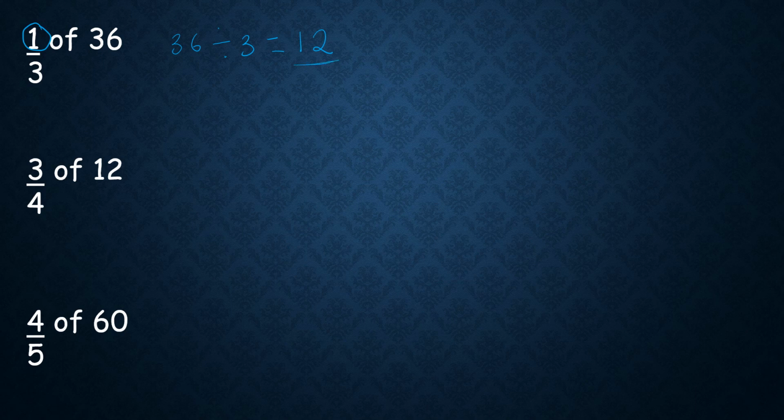On our next one, we're going to do 12 divided by 4, which will give us 3. So 1 part is 3, and I'm after 3 parts. So I'm going to times that by 3 to give me 9.